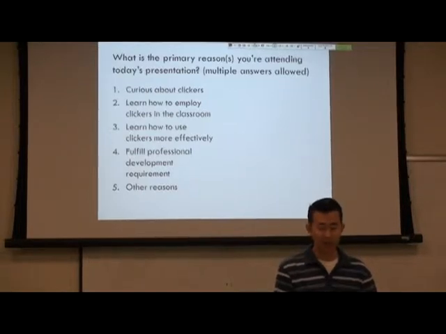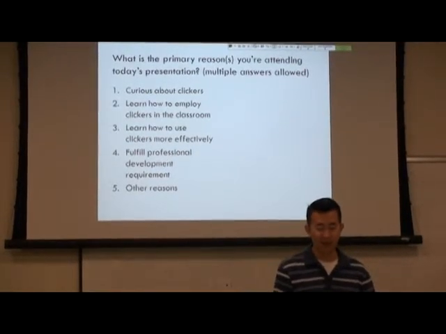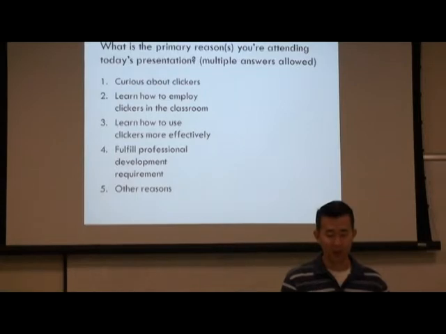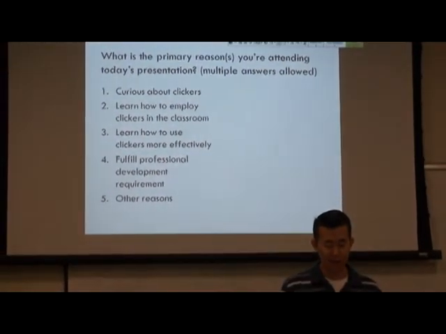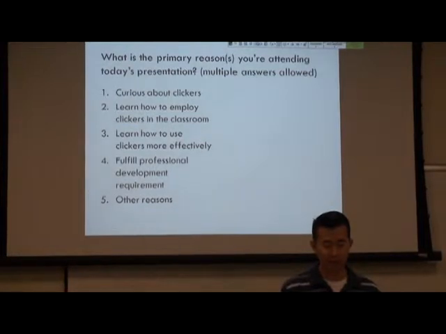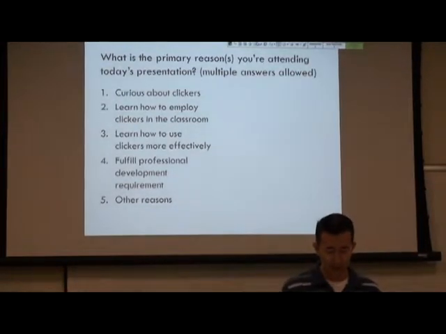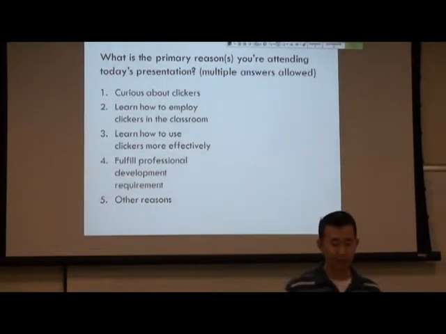Follow-up question here. What is the primary reason or reasons you're attending today's workshop? So you can give more than one answer, I believe. I don't know if I did the settings correctly. As you click, the first click will be your first choice, second click will be second choice, and third, and so on. So you can click up to 5 times, I believe. But maybe I didn't set that correctly.